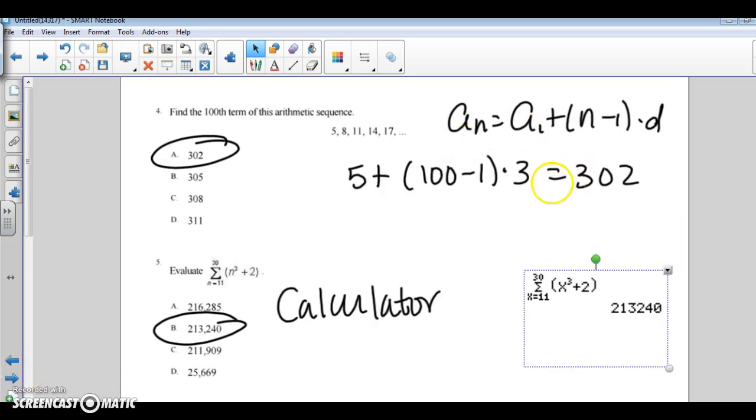Number 4, I've seen this question before. It's asking for the 100th term. Going up by 3, so we're adding 3. Here's our formula again. So first term is 5 plus 100 minus 1, because you're looking for the 100th term, times 3. Put that in your calculator and get 302.